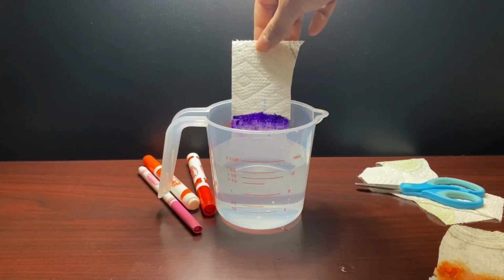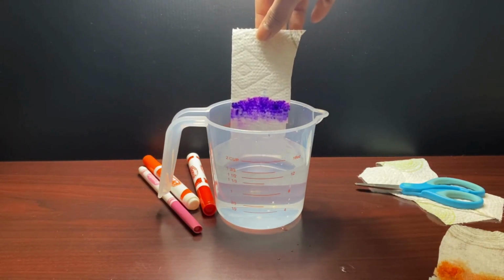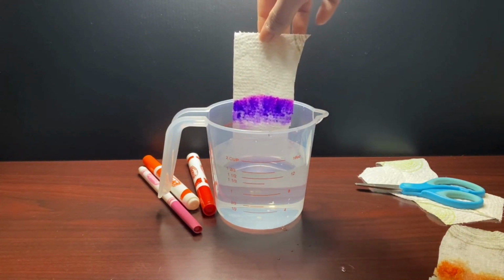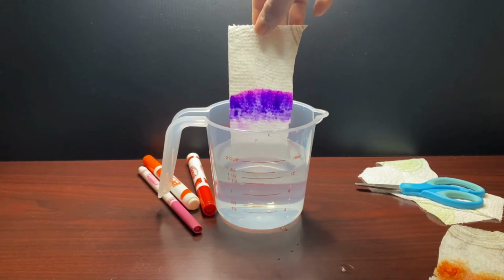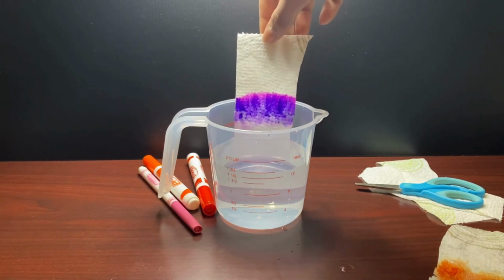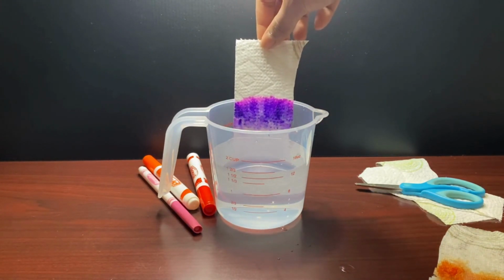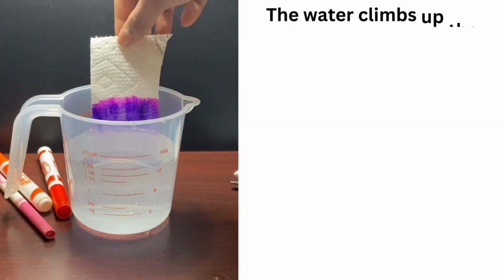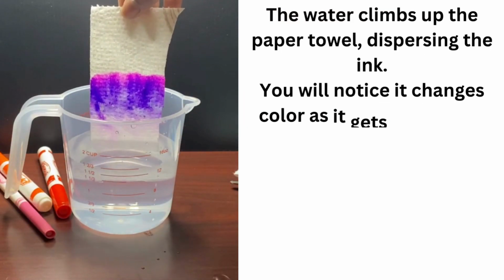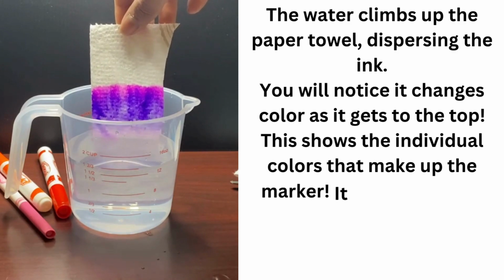You can see that as the water starts to creep up, something happens. The ink starts dispersing, and for some reason, it's changing color. How does that happen? Think about that. The water climbs up the paper towel, dispersing the ink. You will notice it changes color as it gets to the top.